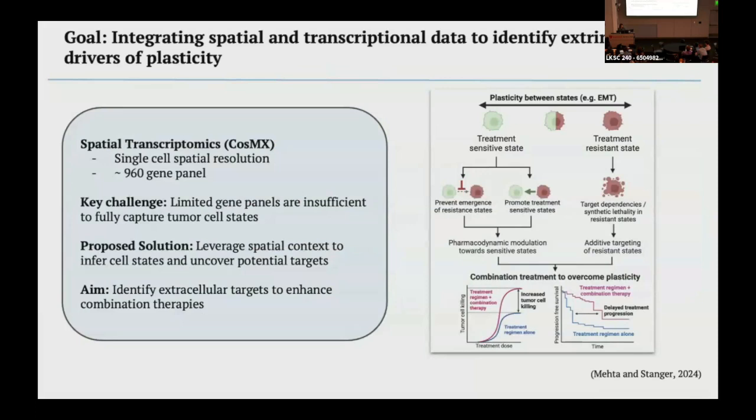However, it has a limited gene panel with only 960 genes. It can be challenging to finally resolve tumor substates. To address this, we propose that the spatial context of a cell can fill in the gaps, allowing for better identification of cell states. And by analyzing the spatial data, we can also understand how the cell's environmental influences change these states. Ultimately, our goal is to identify potential targets for immunotherapies and combination treatments.